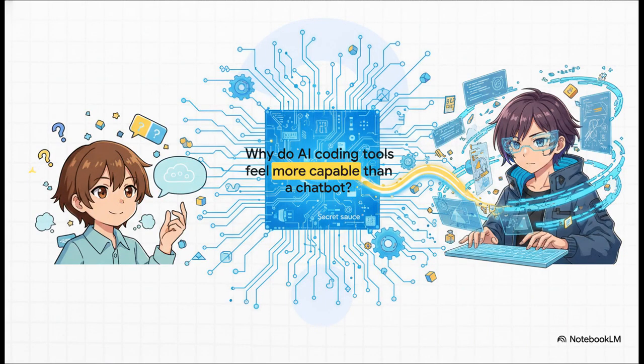So this is the central puzzle we're here to solve. You could be using the exact same foundational large language model, an LLM, in a basic chatbot and in a specialized coding tool, but the experience is just night and day. One gives you pretty generic advice, while the other feels like it's actively working with you. So what's the secret sauce?